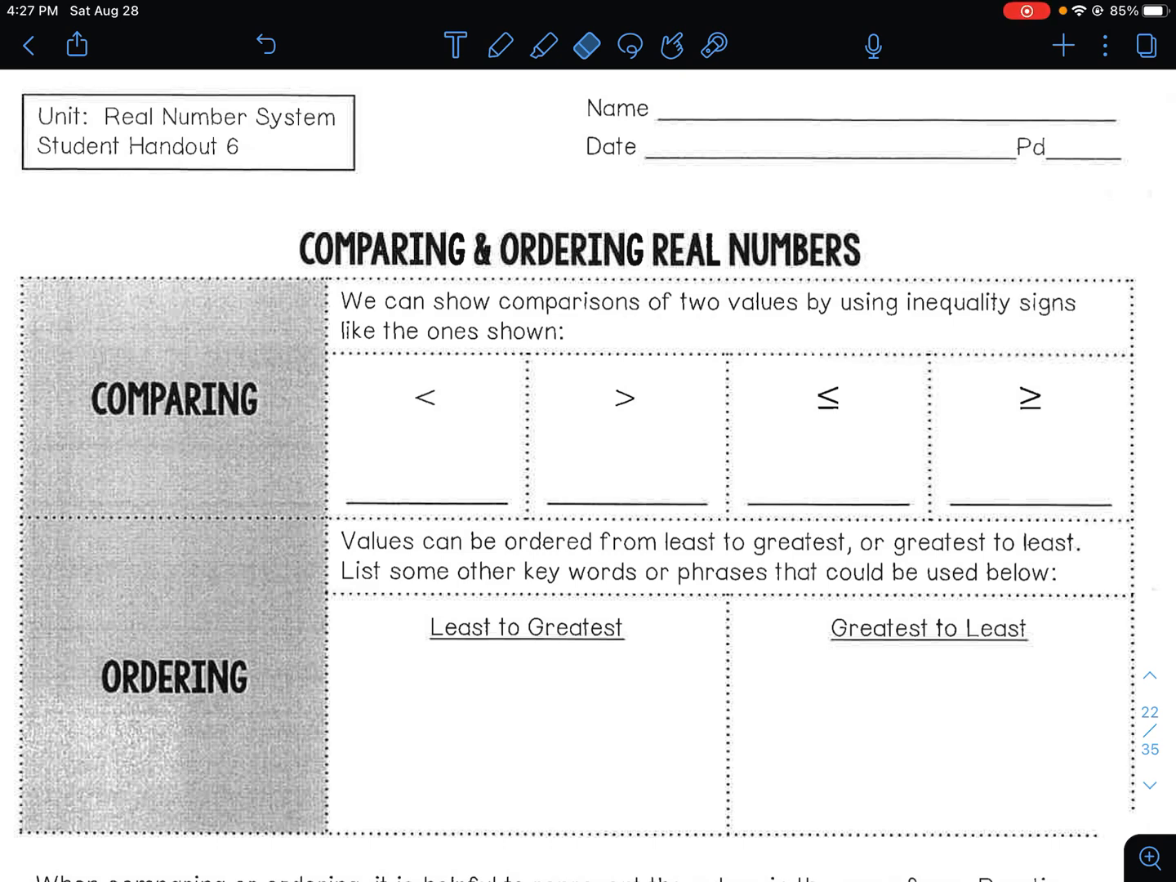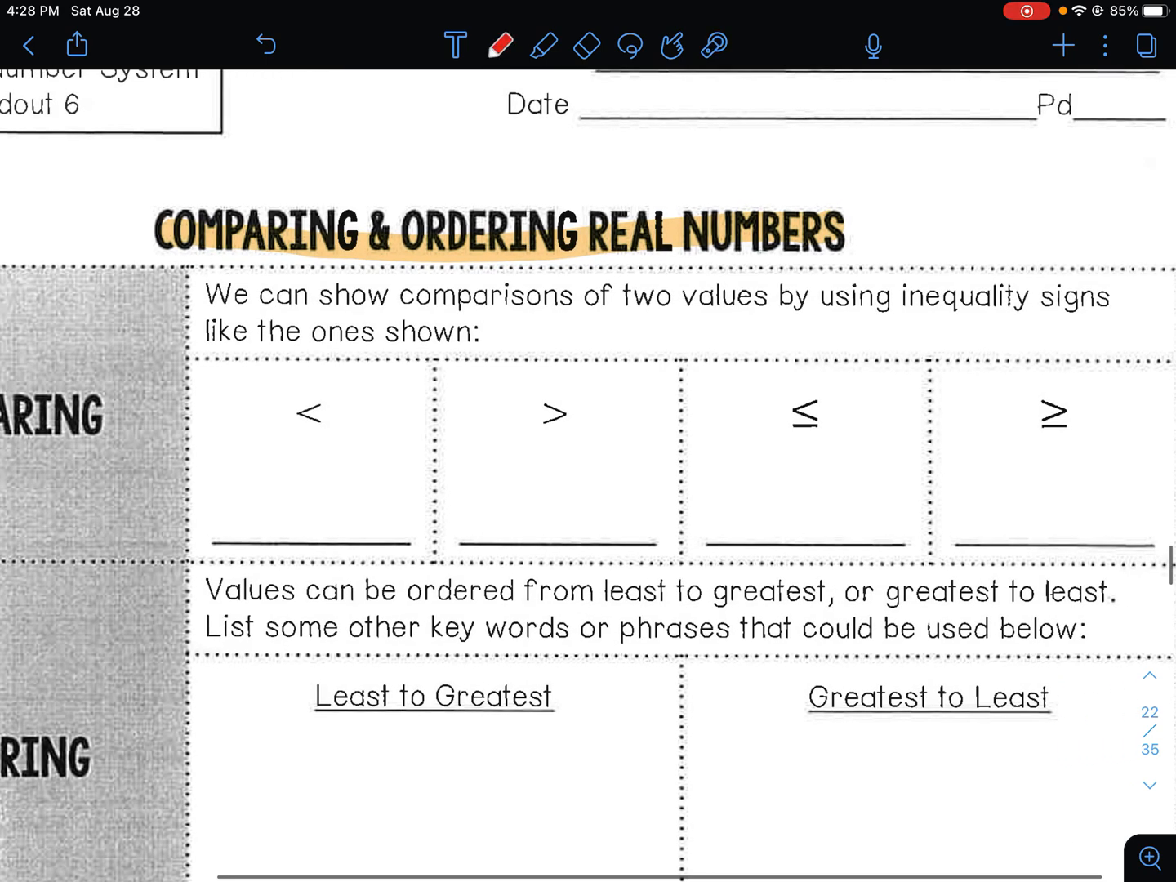In this video, we are going to learn how to compare and order real numbers. Let's begin. So, comparing. We have a couple different signs we want to remember. This first one is called less than.